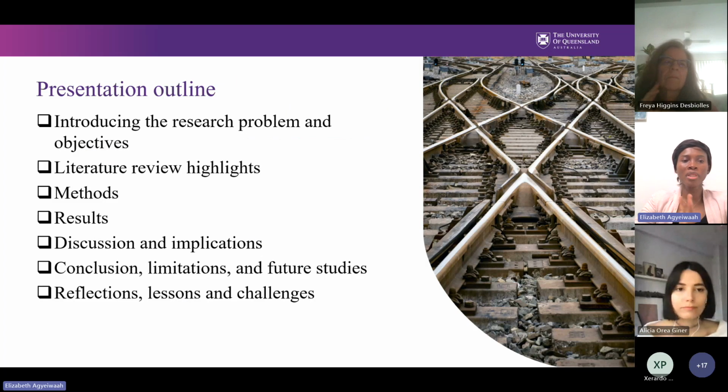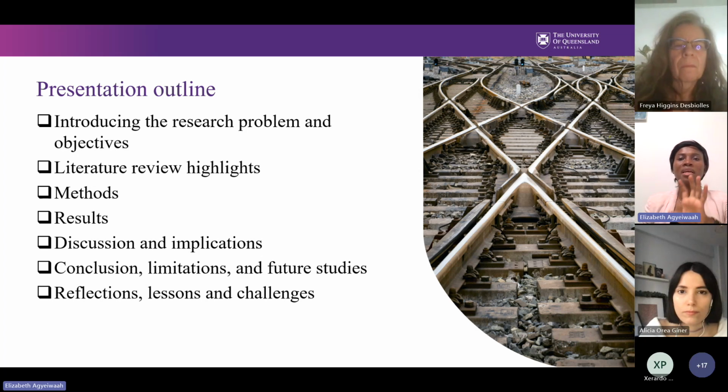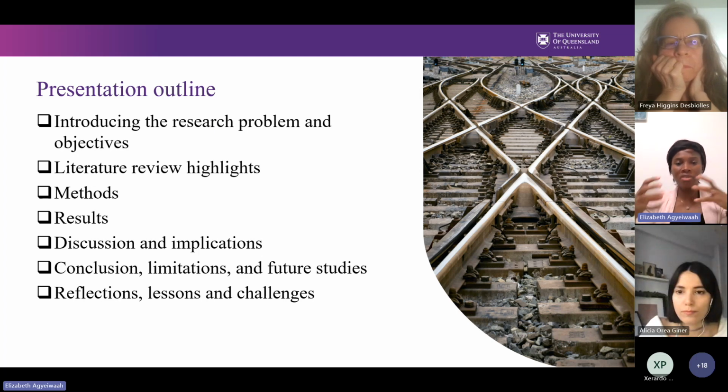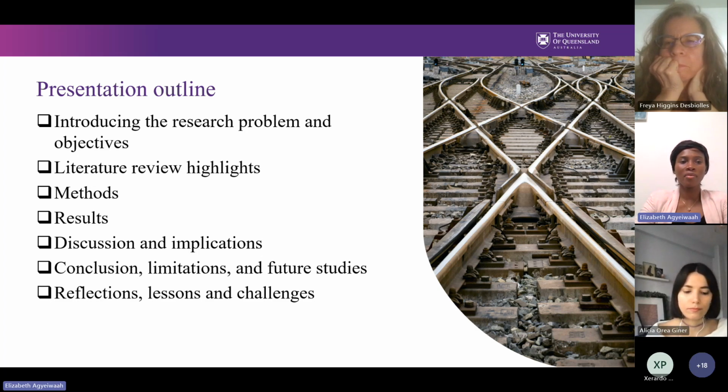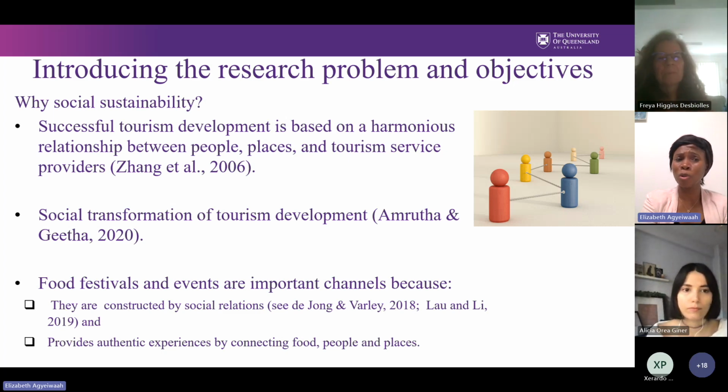And I'll be going through this outline. I will share what the problem was, what motivated this idea, and the literature highlights. I will just focus on the theory because it's a quantitative study, and theory is very important in driving the work. So I'll share how, with my co-author, we thought about these theories and how we integrated them throughout the study to be able to tell the story for this quantitative research. So the research is on social sustainability of food events.